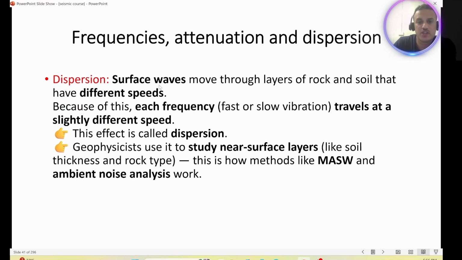So, dispersion: surface waves move through layers of rock and soil that have different speeds. Because of the speed contrast, the surface wave stays concentrated in the upper part of the first layer. Because of this, each frequency, whether fast or slow vibration, travels at a slightly different speed. This effect is called dispersion. Geophysicists use it to study near surface layers like soil thickness and rock type.